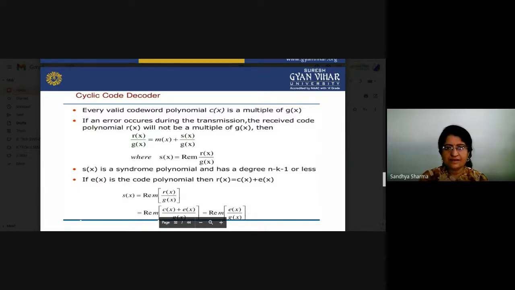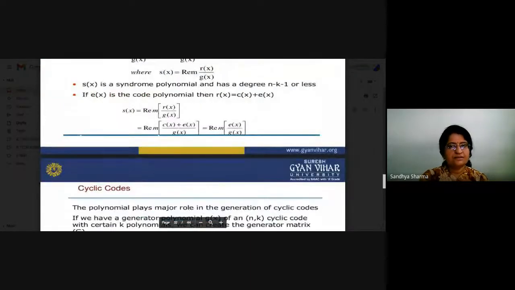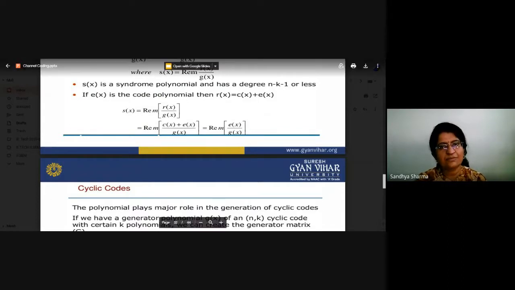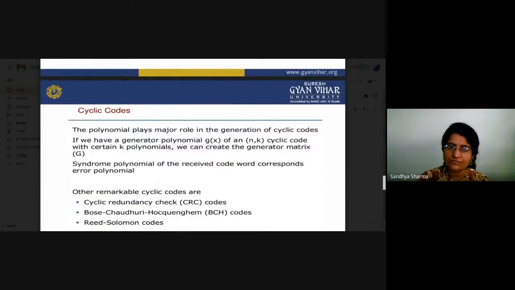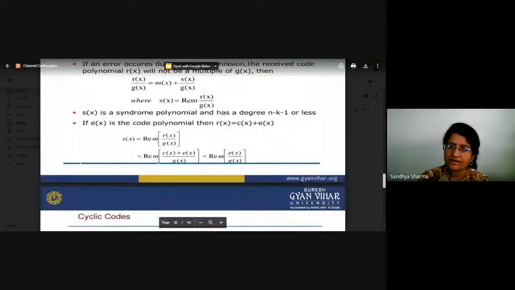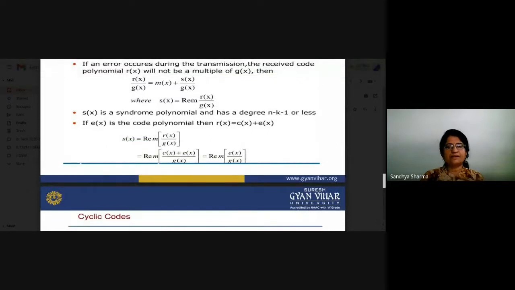Then you can find out your error vector also, because Rx is equal to Cx plus Ex. So Rx divided by Gx, and the remainder we achieve is the syndrome. So we can calculate the syndrome in both ways, and after finding it, we first make a list and see which particular entry it matches. That will be the error, and we do the XOR operation of that error with the code word Cx. That is our basic theme for calculating this.